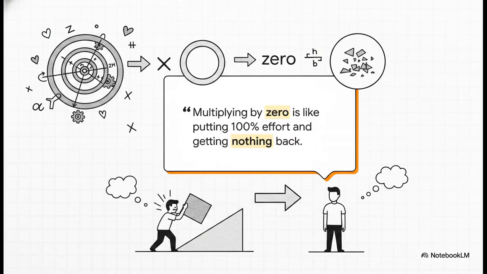And hey, never, ever forget the multiplicative property of 0. You can have the most massive, complex number in the universe, but if you multiply it by 0, it all vanishes.